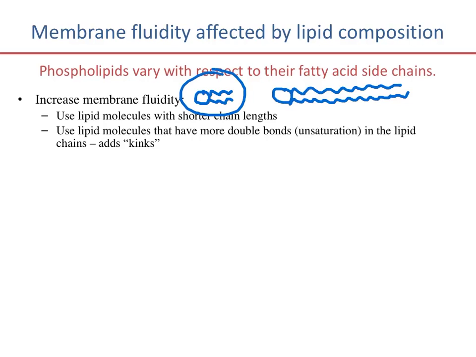The reason for that is because in these fatty acid side chains, there are van der Waals interactions. And in the case of the shorter chain lengths, there are fewer van der Waals interactions, which increases the fluidity, makes it more fluid.